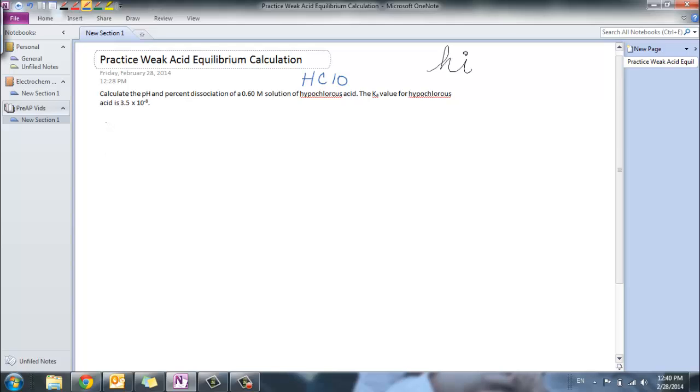So anytime you're asked to do calculations with a weak acid equilibrium, you just want to set up a rice table. If in doubt, set up a rice table. The R, of course, stands for the reaction, so that's HClO. We do a double arrow, and then H plus and ClO minus.